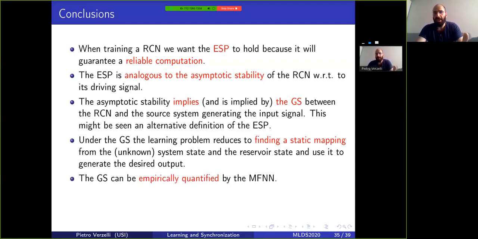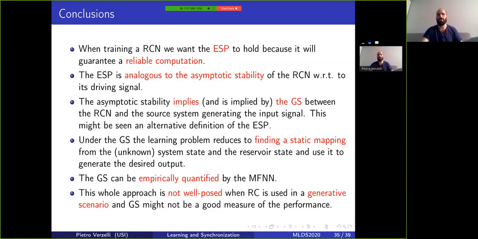And you can use it, of course, to generate the desired output in this context. And we can quantify this generalized synchronization in a nice way using the mutual false nearest neighbor, which is something developed in the 90s in the dynamical system community. And we show that it's a good proxy for the generalized synchronization. And we show that this is also a good proxy for the error that your system is making, meaning that when synchronization occurs, the prediction is fine. And so the learning process can be defined as successful.